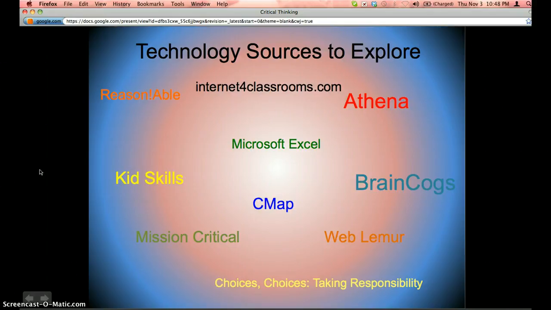BrainCogs is a CD-ROM-based strategy program which helps students to learn, reflect, and use specific strategies across a variety of contexts. The software is also accompanied by a video, posters, and other resources to scaffold learning for diverse learners. This can be located at www.fablevision.com.